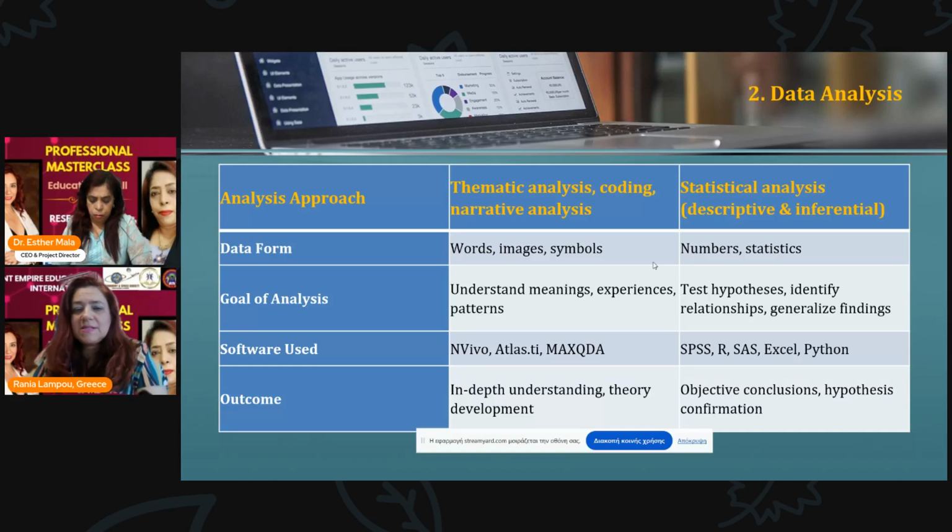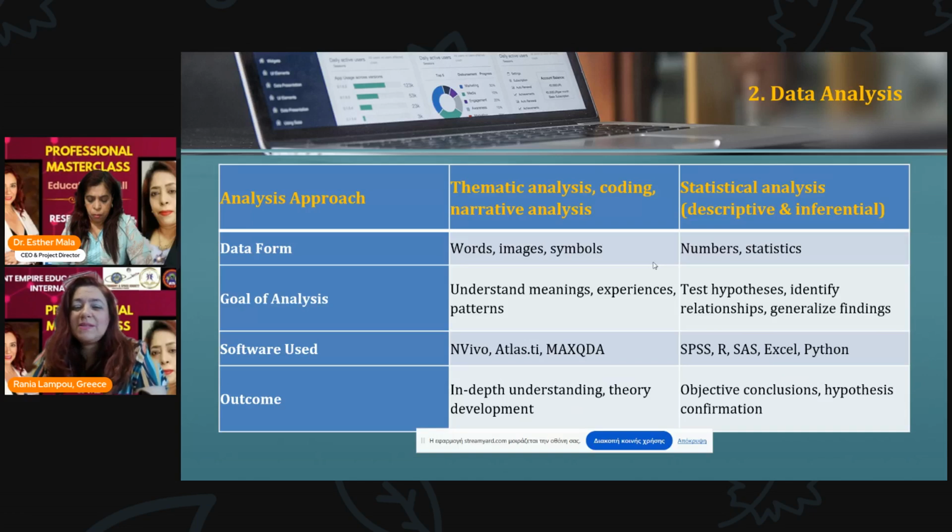The goal of analysis: qualitative design searches to understand meanings, experiences, and patterns. On the other hand, quantitative design tries to test hypotheses, to identify relationships, to generalize findings. Some software used for statistical analysis, very popular: SPSS, R, SAS, Excel, Python.